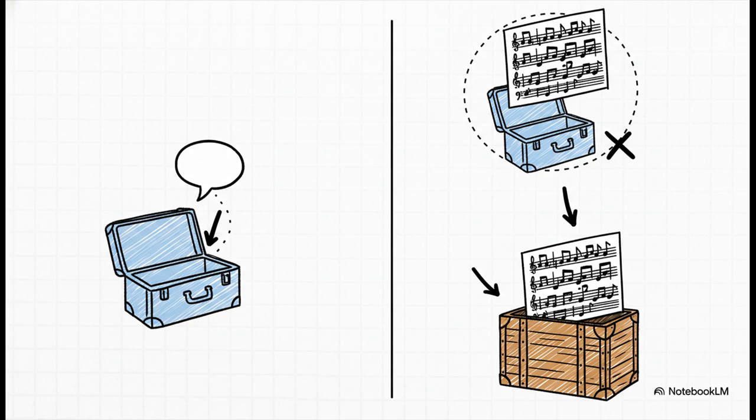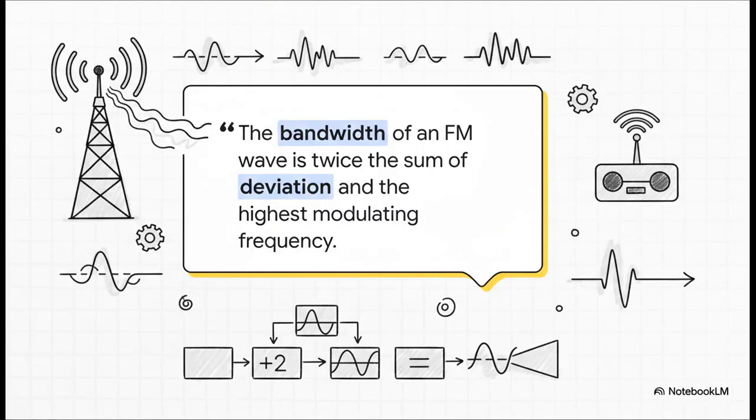I love the suitcase analogy. A simple voice message is like packing a small carry-on. A complex, high-fidelity orchestra piece? Yeah, you're going to need a giant trunk for that. And this isn't just guesswork. There's actually a famous rule of thumb for this called Carson's rule.